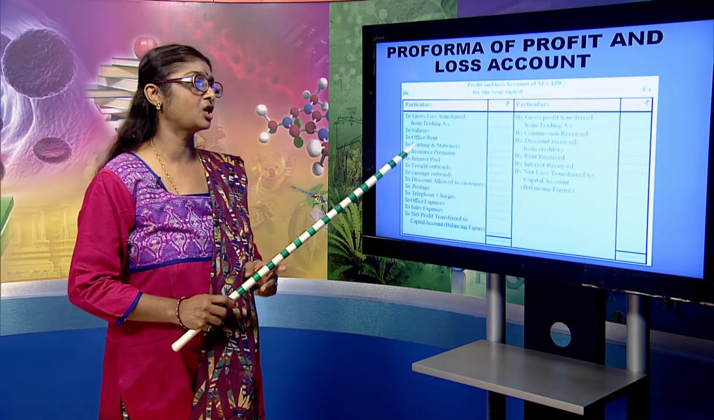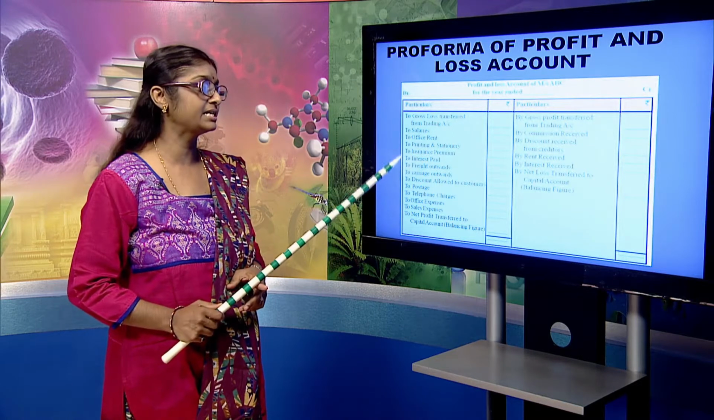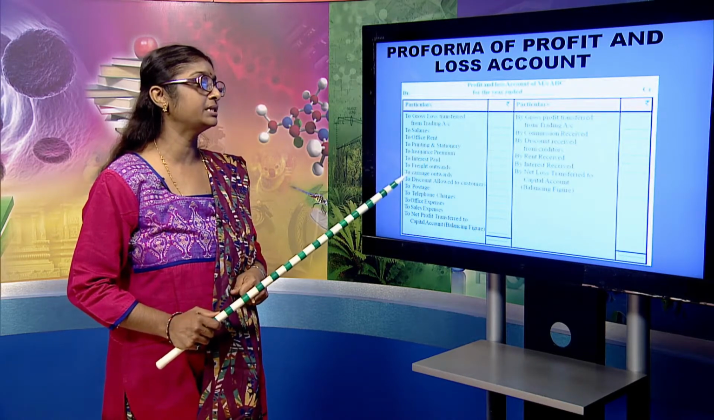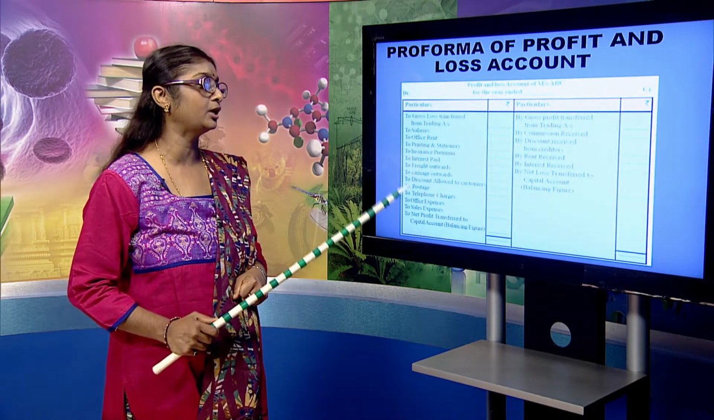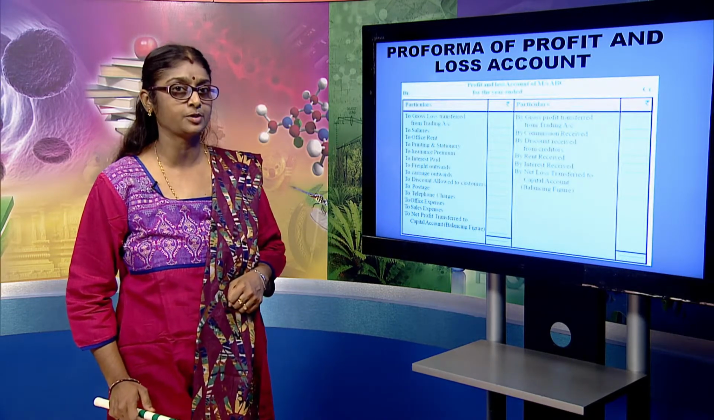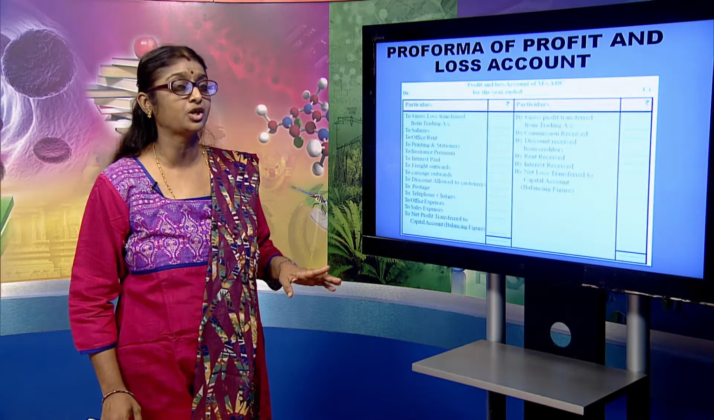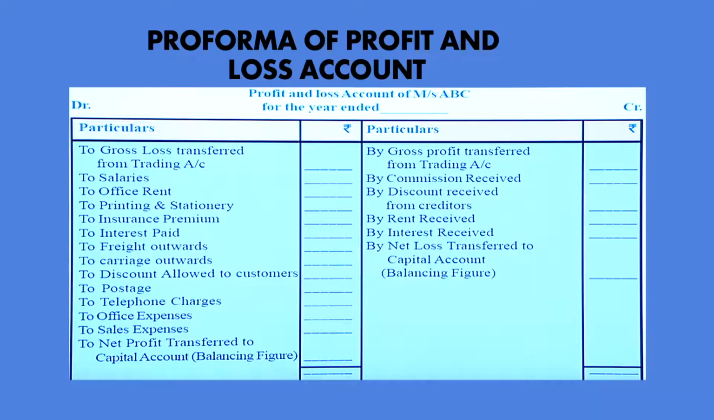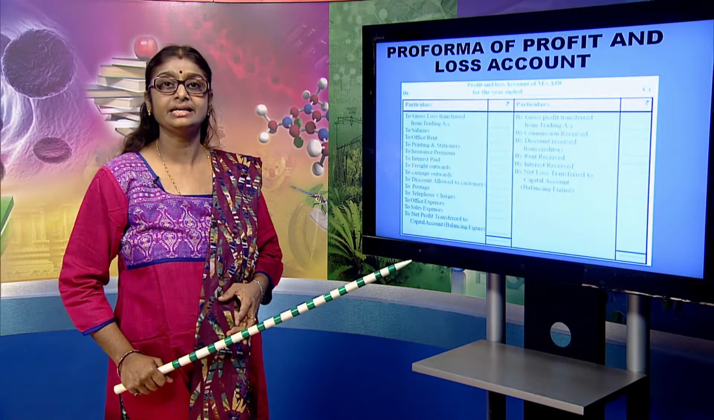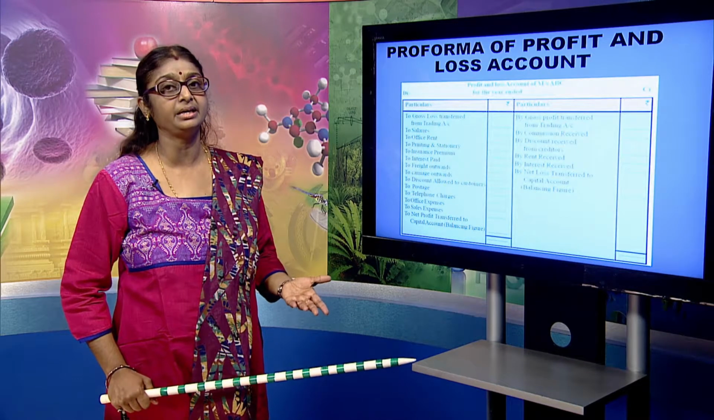So salaries, office rent, printing and stationery, insurance premium, interest paid, freight outward, carriage outward, discount allowed, postage, telephone charges, etc. can be indirect expenses. All indirect expenses will come in the profit and loss account. On which side? On the debit side. Income will come on the credit side of the profit and loss account, that is commission received, discount received, rent received, interest received, etc. can be income.